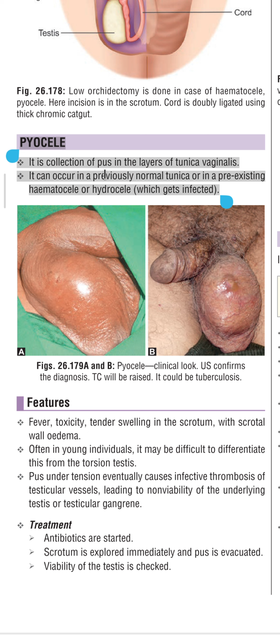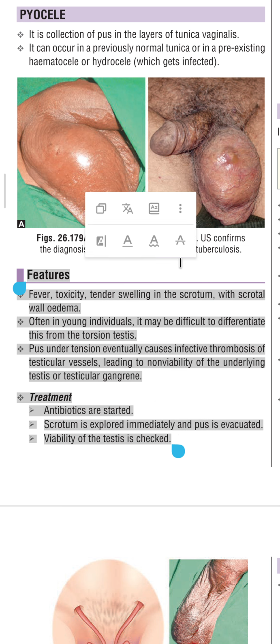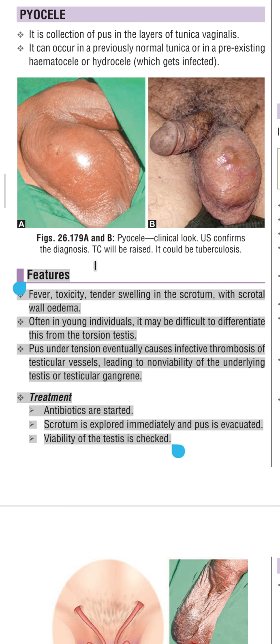Pyocele. It is collection of pus in the layers of tunica vaginalis. It can occur in a previously normal tunica or in a pre-existing hematocele or hydrocele, which gets infected. Features: fever, toxicity, tender swelling in the scrotum, with scrotal wall edema. Often in young individuals, it may be difficult to differentiate this from torsion testis. Pus under tension eventually causes infective thrombosis of testicular vessels, leading to non-viability of the underlying testis or testicular gangrene.